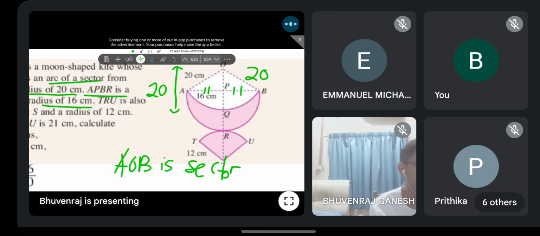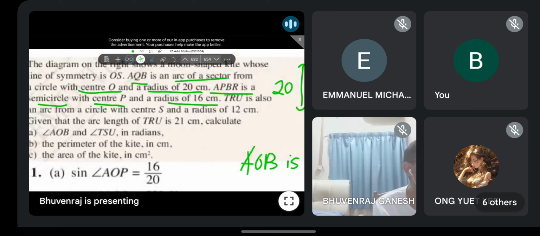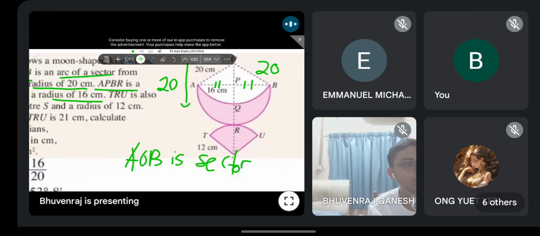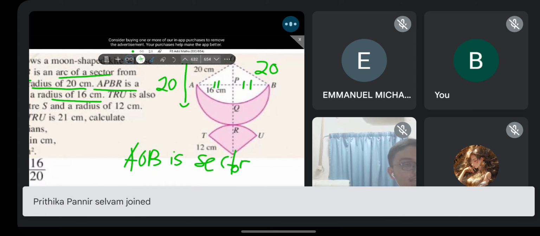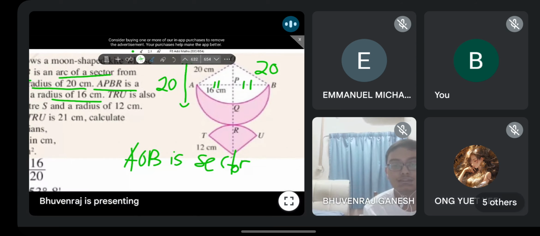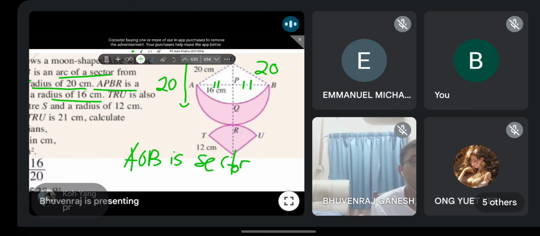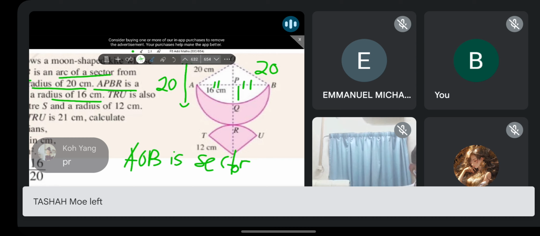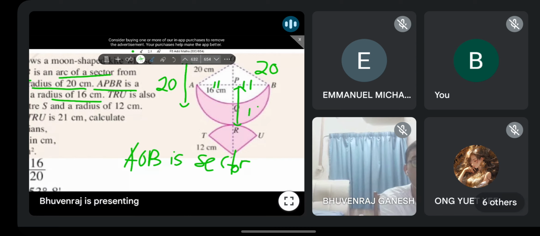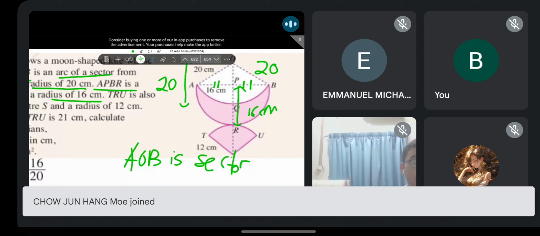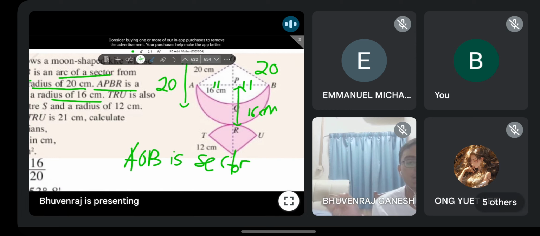Any more length that is 16 cm? PQ. Wait, let me read the question again. No, PQ is not 16 cm. Anyone else want to try? PQ you won't get. Yes, it should be PR. PR should be 16 cm. I know the diagram is a bit confusing. But you cannot follow the diagram because the diagram is not drawn according to scale. Rajah tidak dilukis mengikut skala. So you cannot follow the diagram.